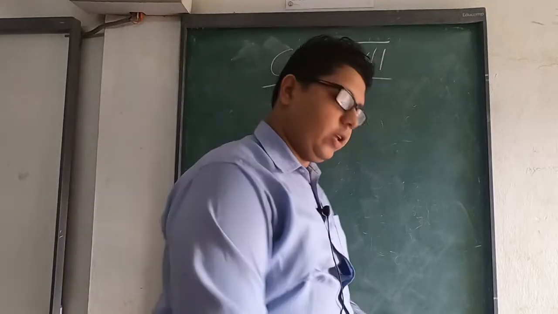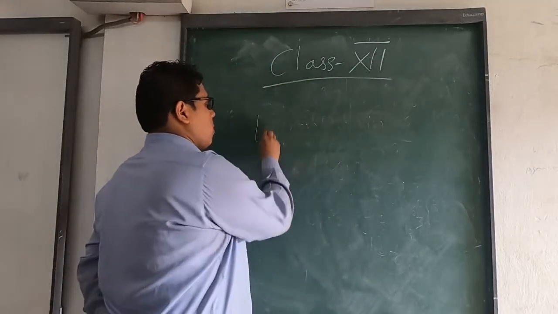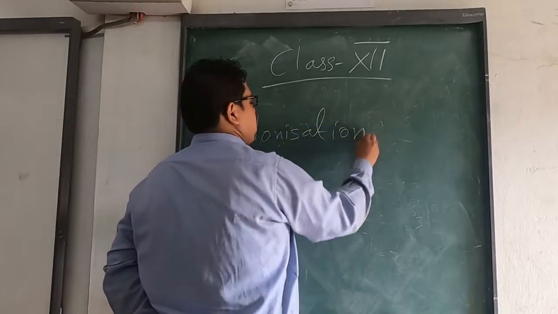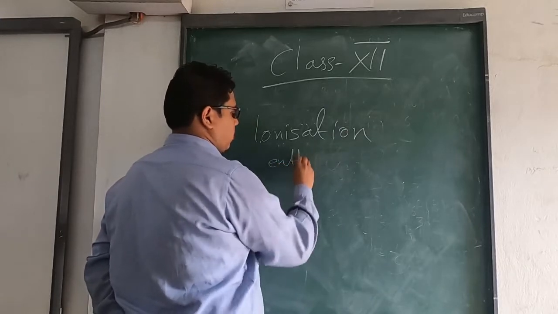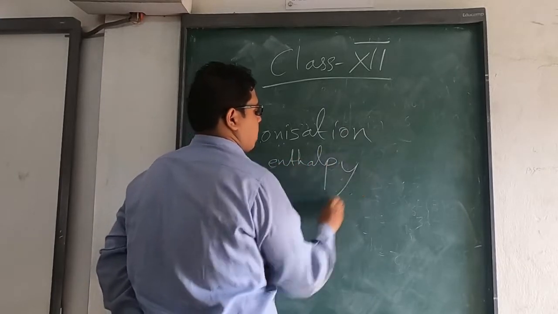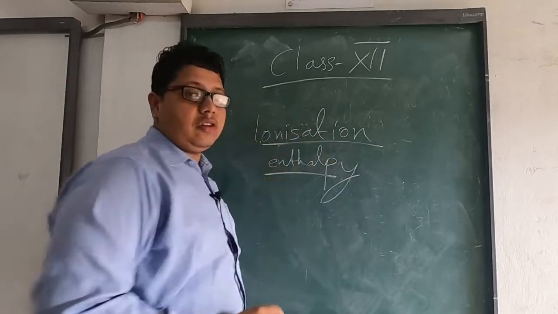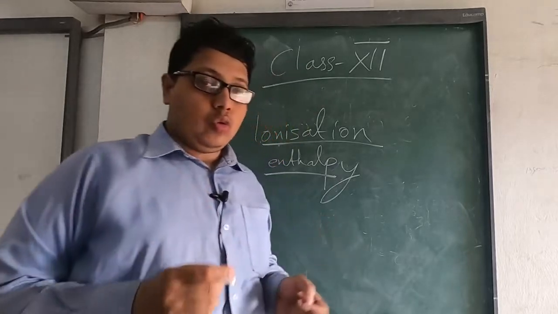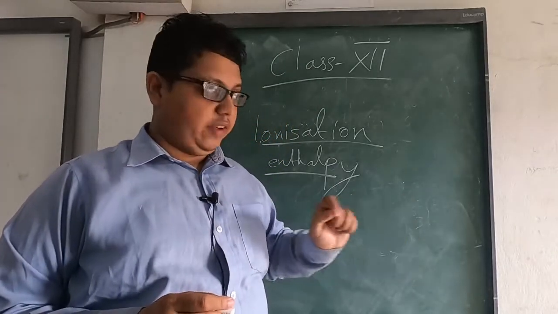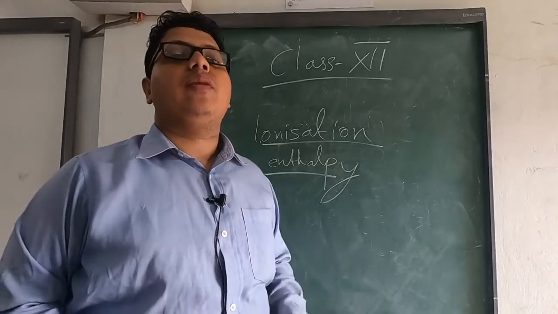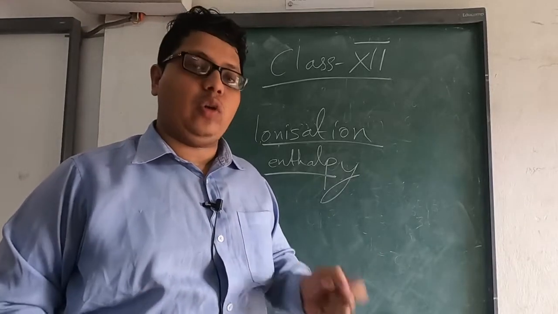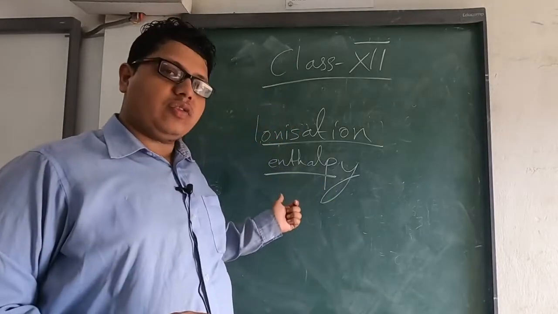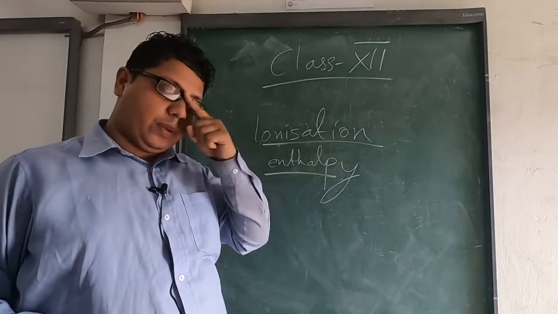Another very important thing is ionization enthalpy or ionization potential. Now you know that left to right, what happens? Left to right across a period, ionization potential increases. That you have learned in class 10, is it not? Ionization potential increases from left to right across a period.